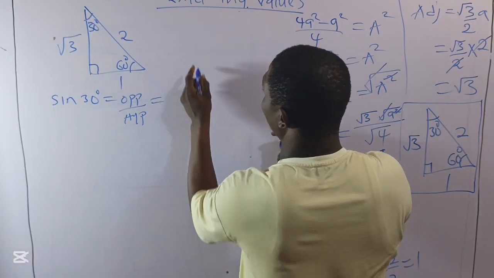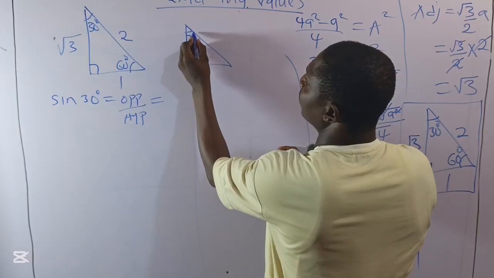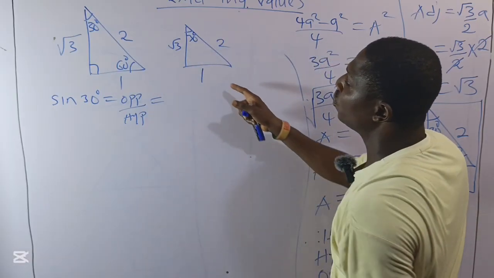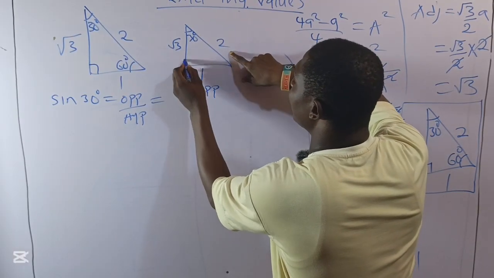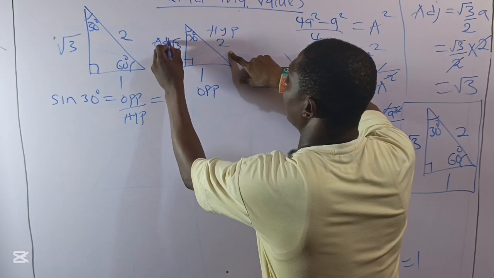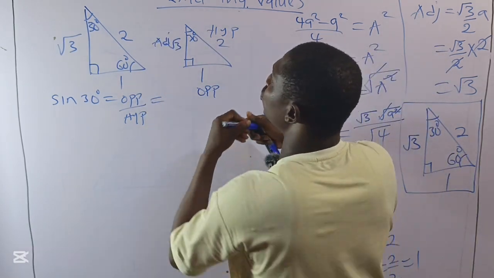My opposite here, using 30 degrees. Remember, I'm using 30 degrees, so let me just write my 30 degree angle without putting the 60 degrees. This is 30 degrees, this is root 3, this is 1, this is 2. Using my 30 degrees, this becomes my opposite. The longest side, where the right angle is facing, is the hypotenuse, and this becomes my adjacent.